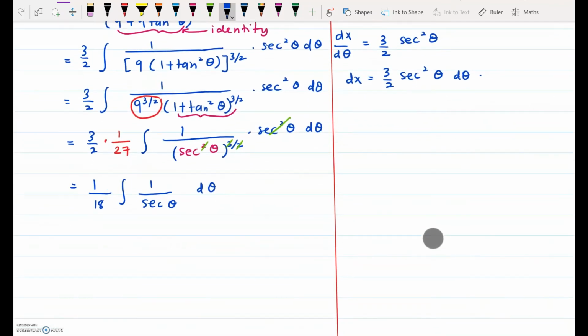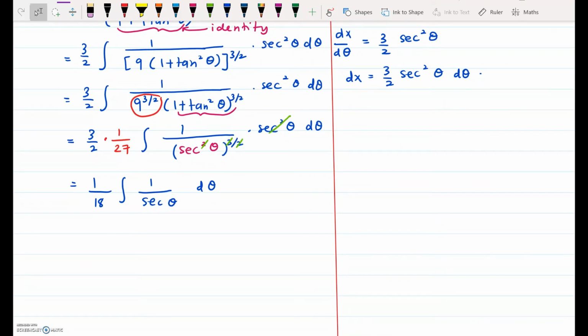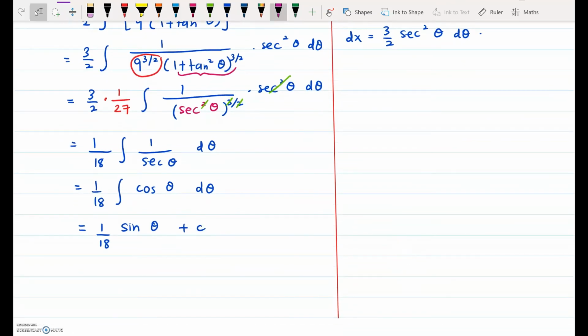Next, we have the integration of 1 over secant theta. Using the formula, 1 over secant theta is actually equal to cos theta. So we have 1 over 9 times the integration of cos theta d theta. The integration of cos theta is sin theta plus c. Next, we want to find the final answer in terms of x. So let's continue. We will use SOH CAH TOA. Draw your right angle triangle, and here we have theta.